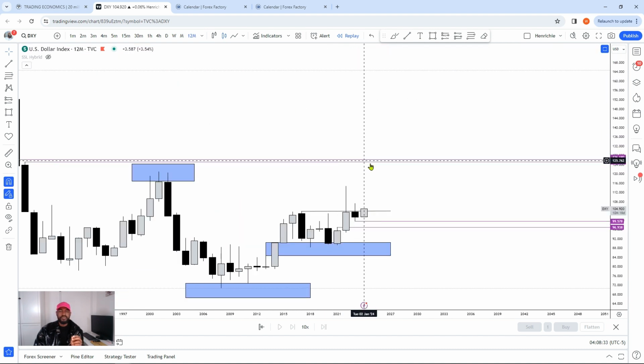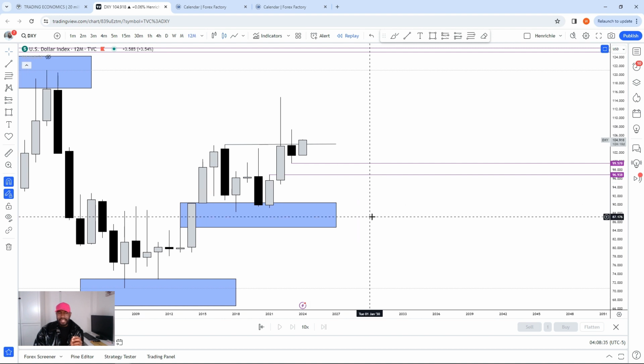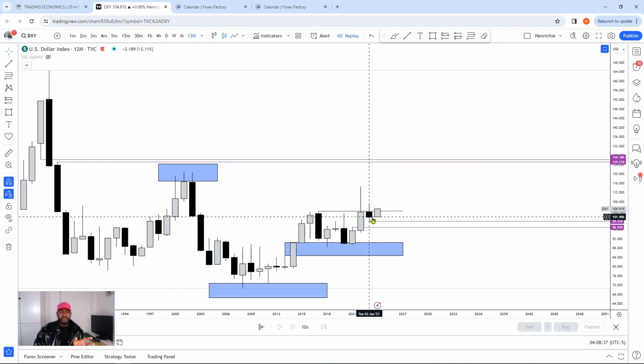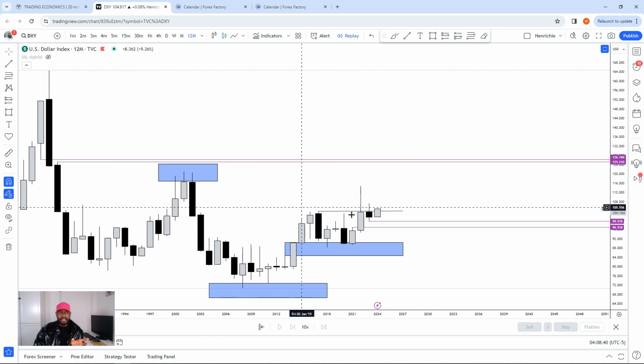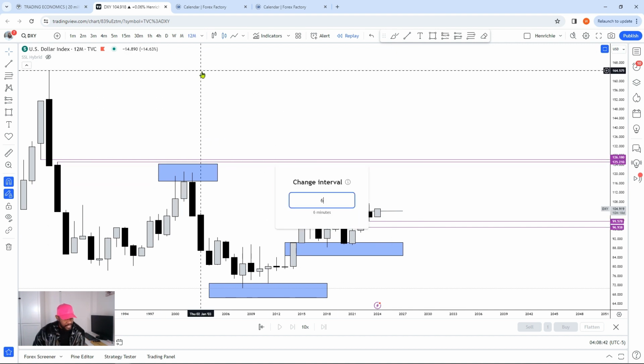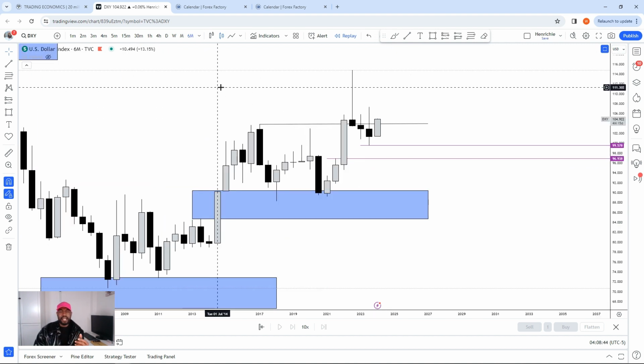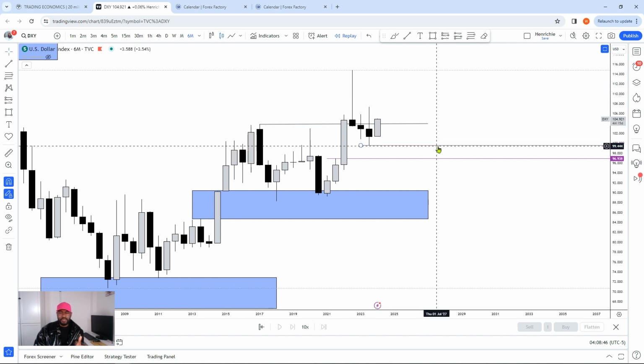So that means that we could still potentially come back into this key level before a continuation to the upside. Now, that being said, we've outlined our overall 12-month drawn liquidities, being this and this. The next thing we do is scale down to the 6-month time frame to see what the market is showing us at these other time frames.